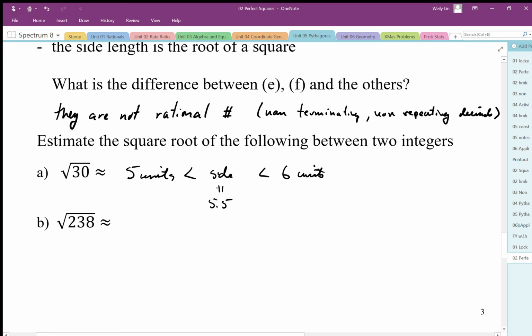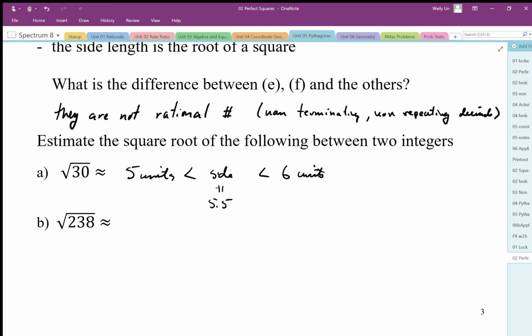Okay, so 5.5 is not quite going to give us an area of 30. In fact, if we squared 5.5, let's try that on our calculator. So 5.5 squared gives us a little bit bigger than 30, so 30.25. But that's not a bad guess. That's pretty good. That's pretty close. And we only need to get close. So to do these estimates, we do really need to know our perfect squares.